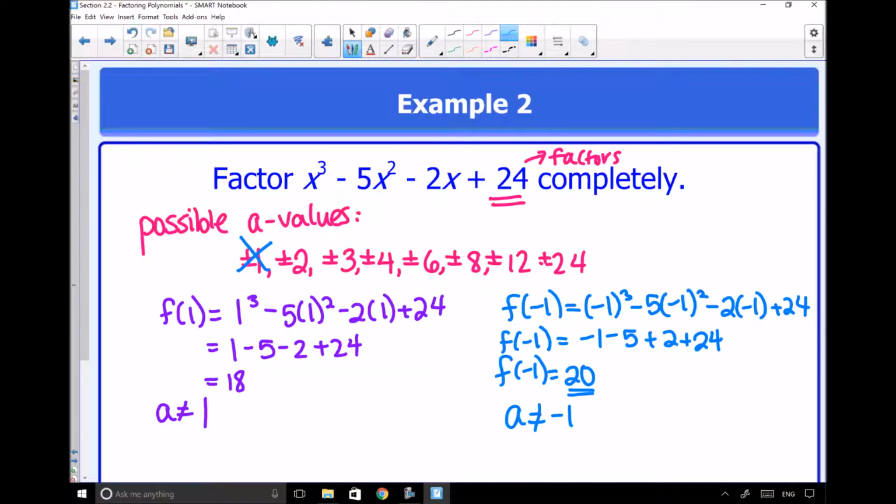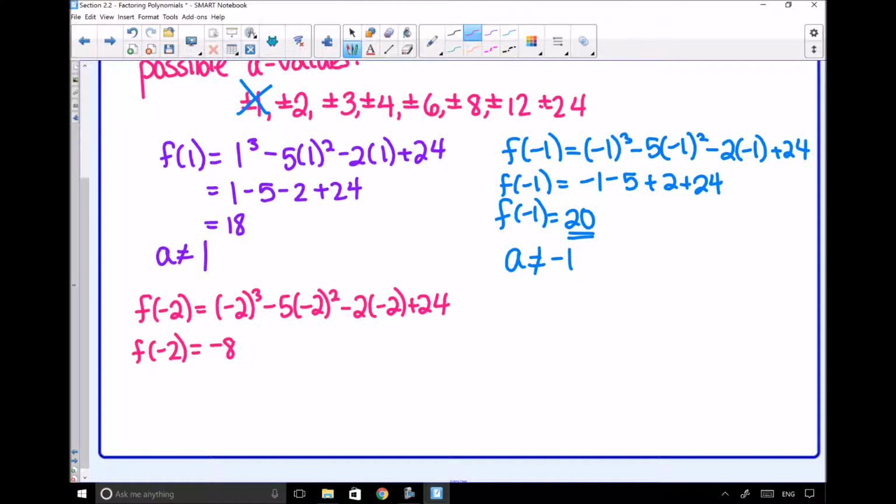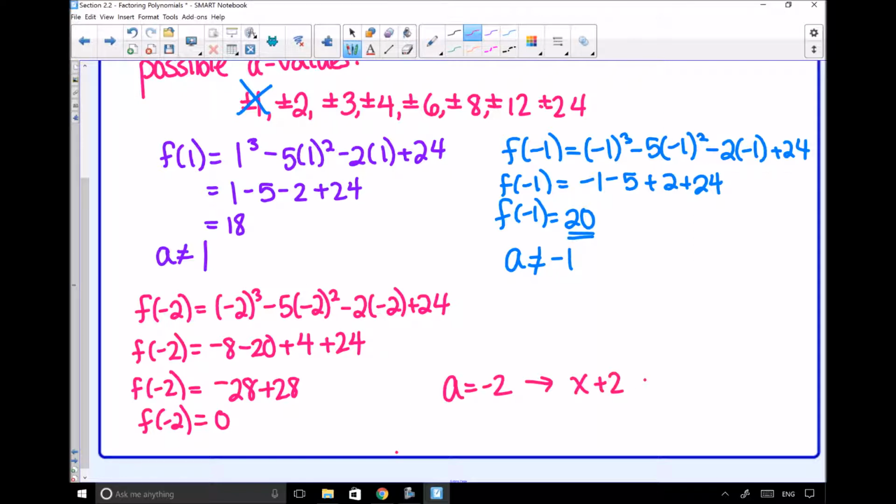They don't work. Okay, so let's go ahead and try f of negative 2. So if I were to do f of negative 2, it would be negative 2 cubed minus 5 times negative 2 squared minus 2 times negative 2 plus 24, and we would double check everything when we're actually doing our work. So negative 2 cubed is negative 8. Negative 2 squared is 4 times negative 5 is negative 20. Negative 2 times negative 2 is positive 4, and then plus 24 right here. So we end up getting negative 28 plus positive 28. So then we end up getting f of negative 2 is 0. So that means that a can equal negative 2. Therefore, x plus 2 is a factor.